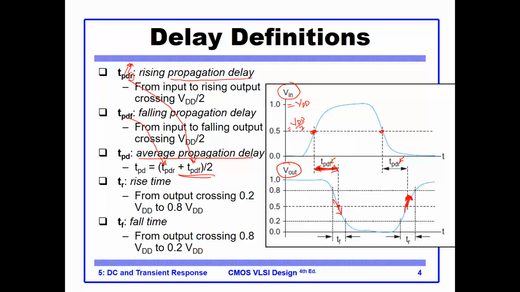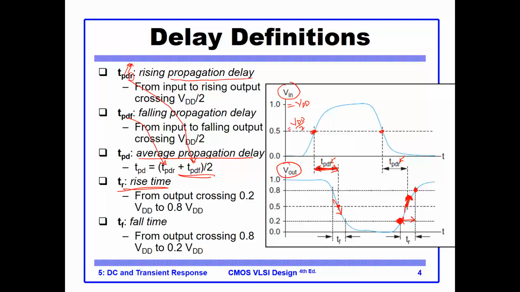Also, we can talk about the rise time and the fall time of the output or any signal. For the rise time and the fall time, we measure the time for the signal to go from crossing 20 percent of its value to 80 percent of its value. The difference in time, we call this rise time. Some textbooks use 10% to 90%.